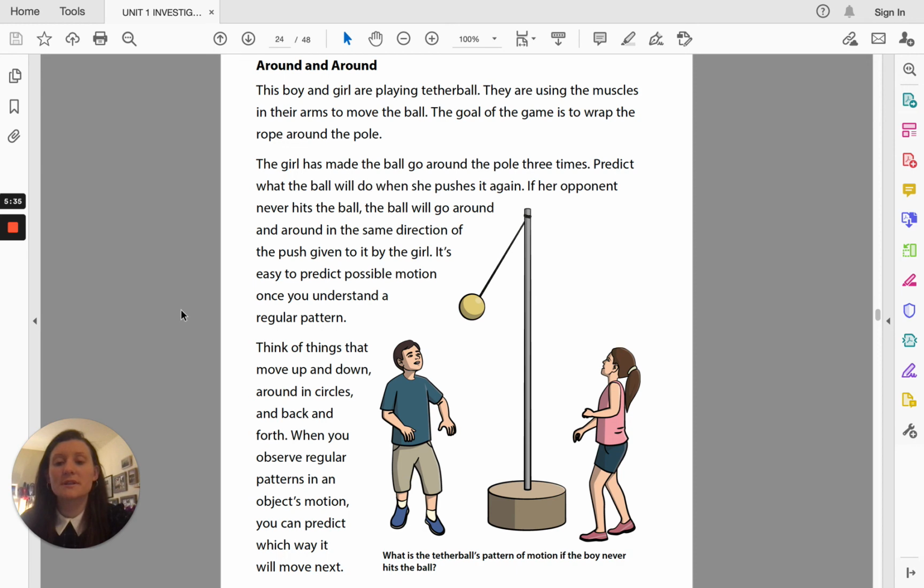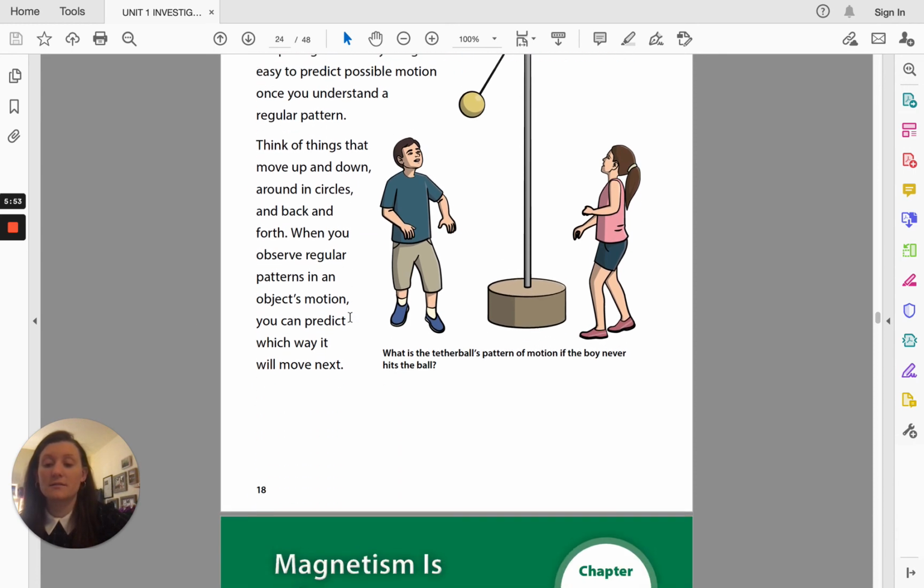It's easy to predict possible motion once you understand a regular pattern. Think of things that move up and down, around in circles, and back and forth. When you observe regular patterns in an object's motion, you can predict which way it will move next.